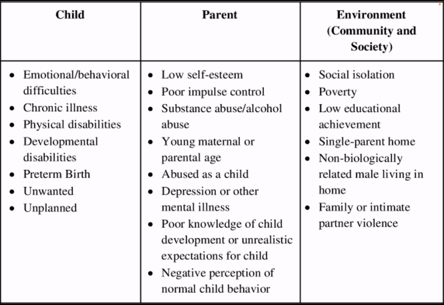Child. The child may be emotional. They may have behavioral difficulties. Mostly they are suffering from some chronic diseases. They are having physical disabilities mostly. They are globally delayed or they are having developmental disabilities. The babies may be preterm or they are unwanted babies.